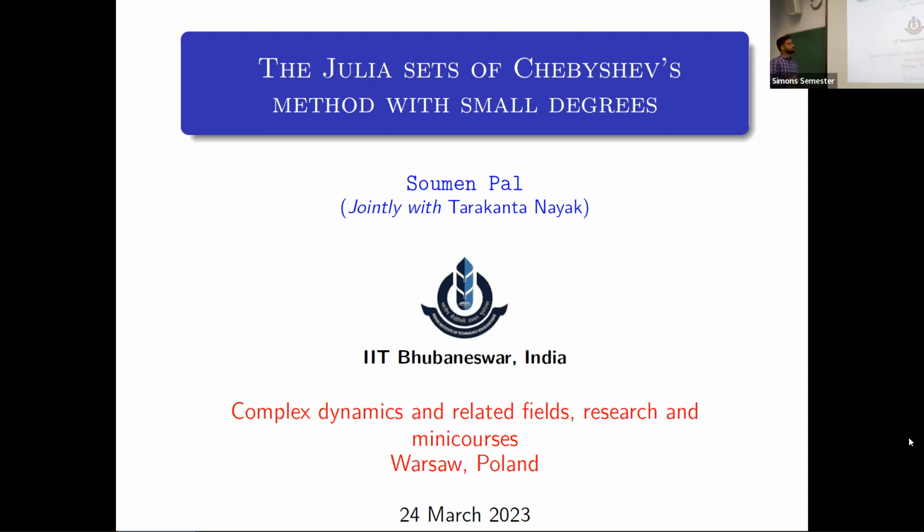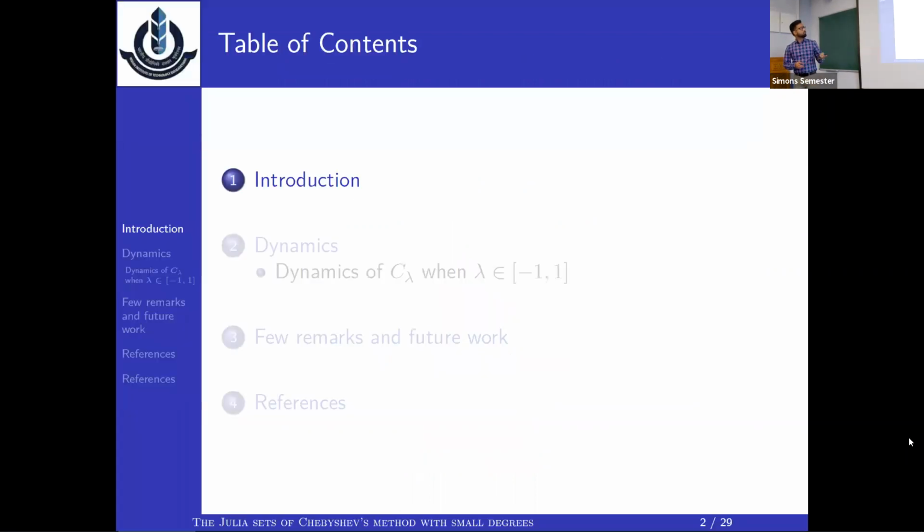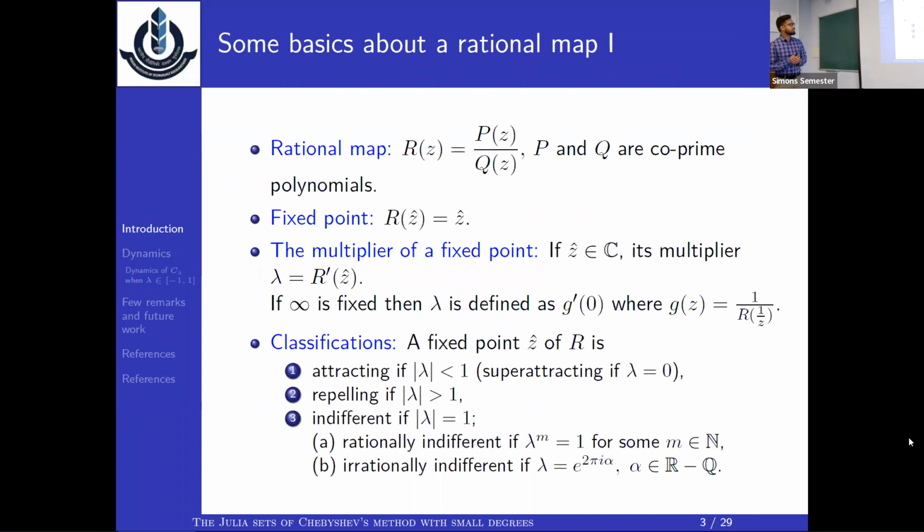So I will be talking on the Julia set of Chebyshev method with small degrees. It is a root finding method, and finding roots of polynomials is a classical problem in mathematical science. Here I will be trying to present a systematic study on this root finding method. Let us see some very basics of dynamical systems.